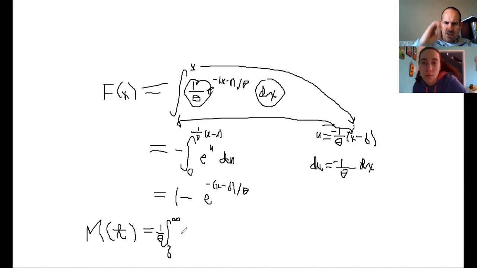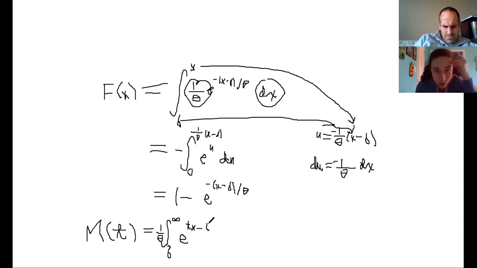So can't I just put that all in the power of e? So it's going to be e to the tx minus the x minus delta over theta, and that's dx.